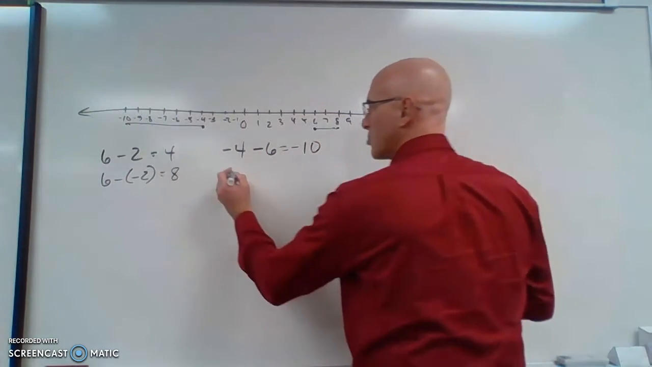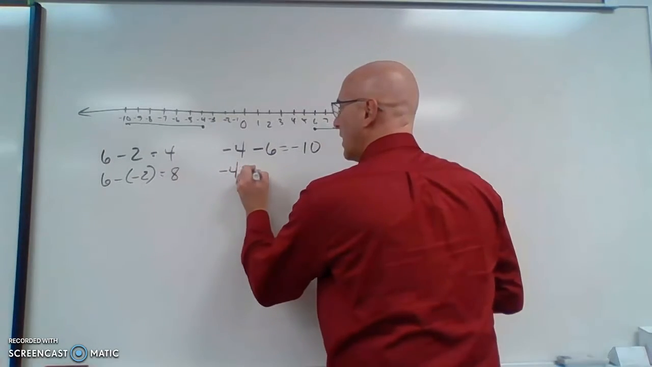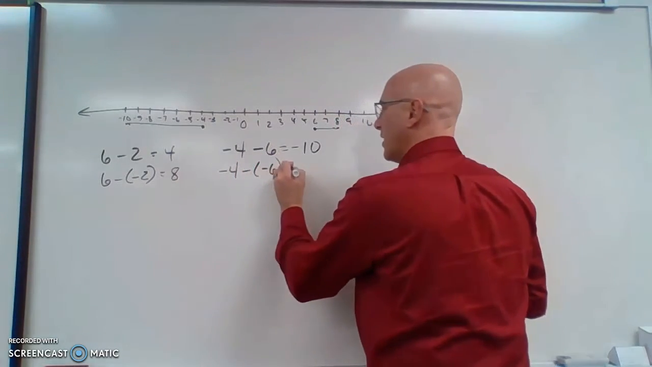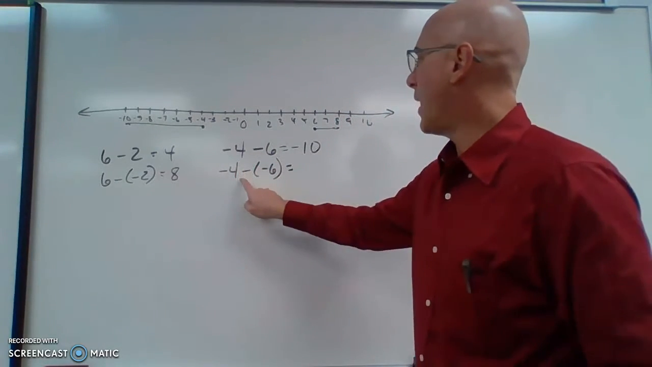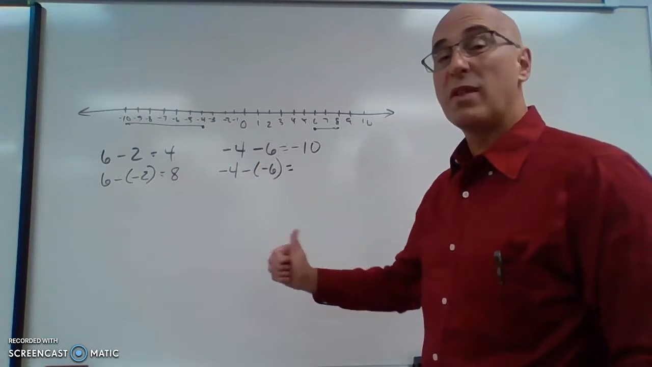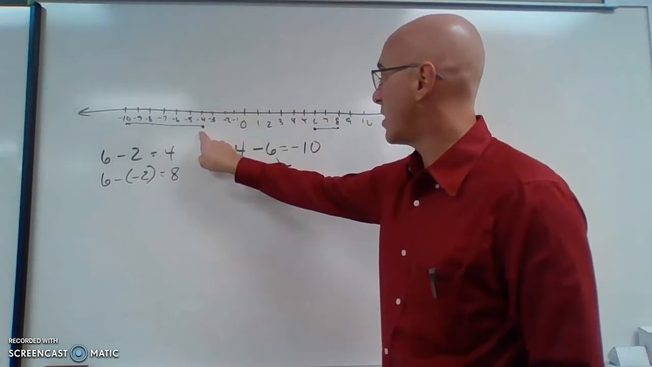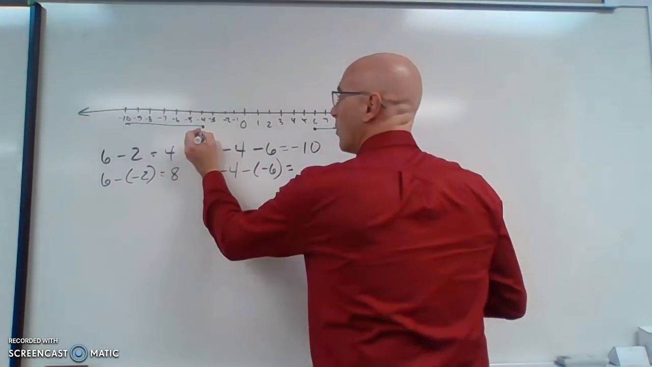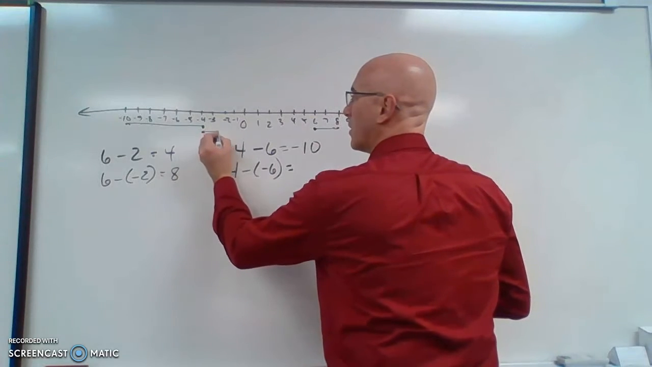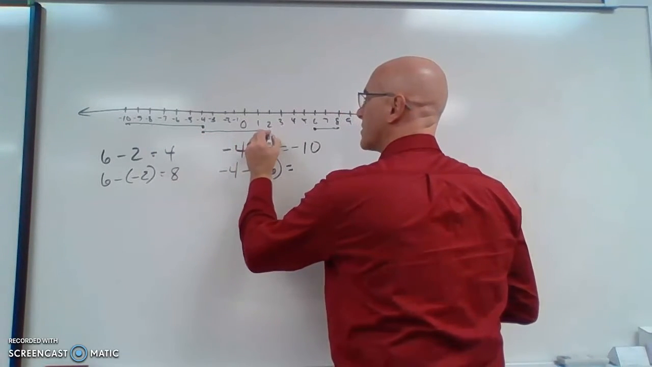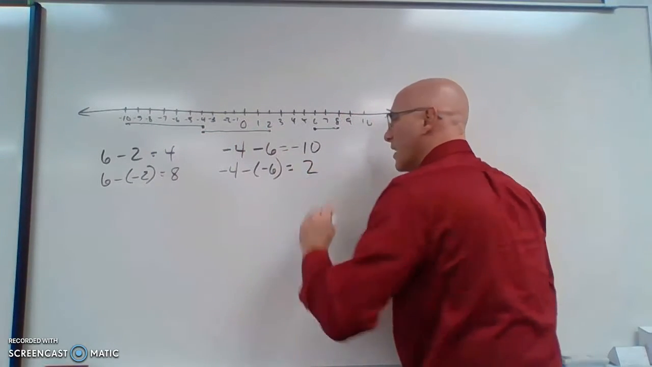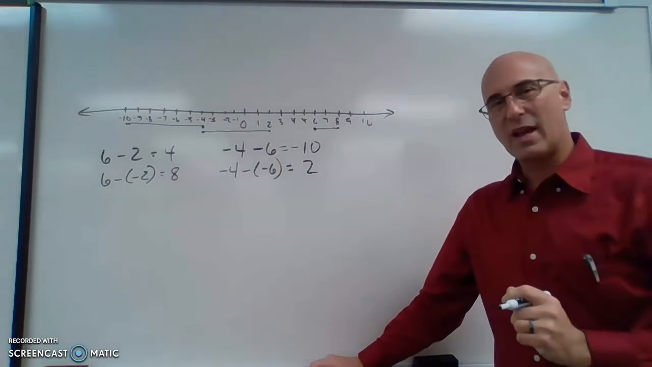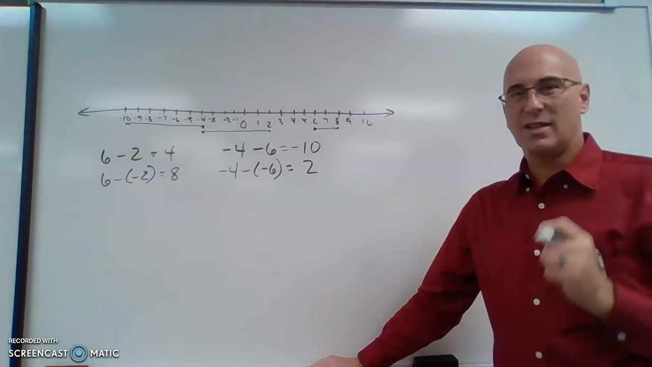Let's see if we would have subtracted a negative 6 instead. So negative 4 minus negative 6. So we're going to move the opposite direction with our 6. We're still starting at negative 4. We are going to move this way. 1, 2, 3, 4, 5, 6. Negative 4 minus a negative 6 is 2.